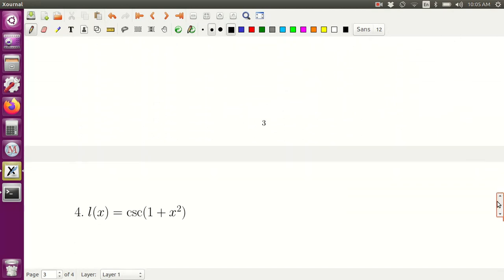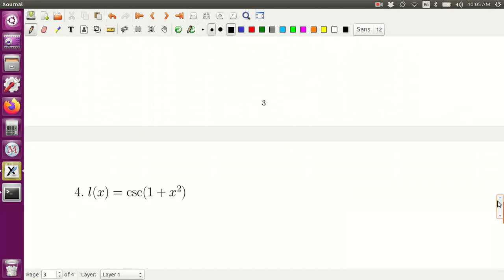The last example for today is cosecant of 1 plus x squared. So we'll try to find the derivative of this function, which is the derivative of cosecant of 1 plus x squared. One more time we have to apply the chain rule. If we were to plug in x, we would take x, square it, add 1, and take cosecant. So cosecant is outside and 1 plus x squared is the inside function.